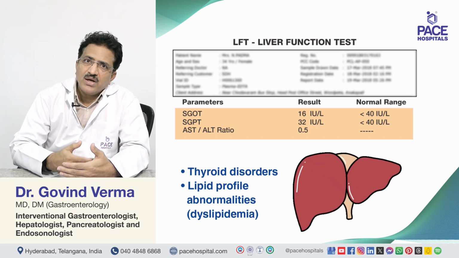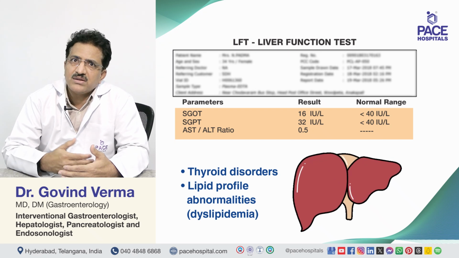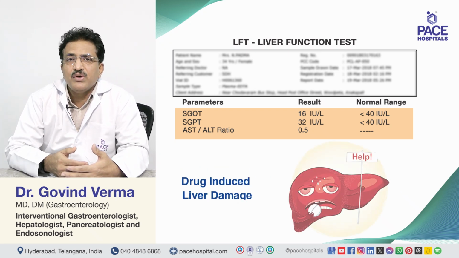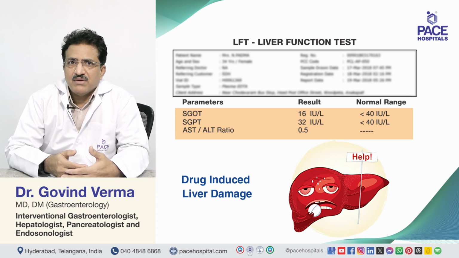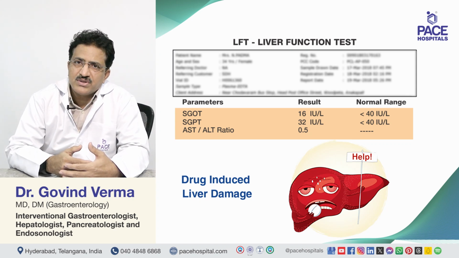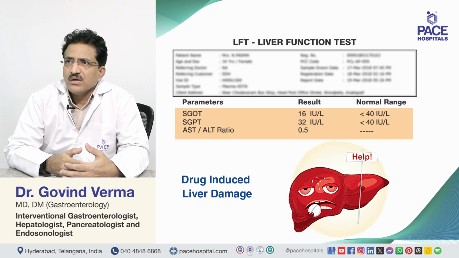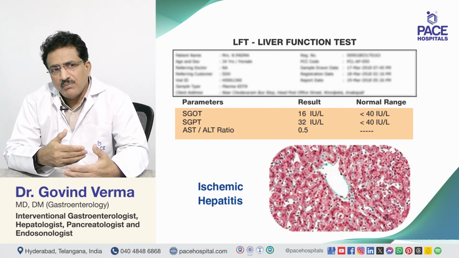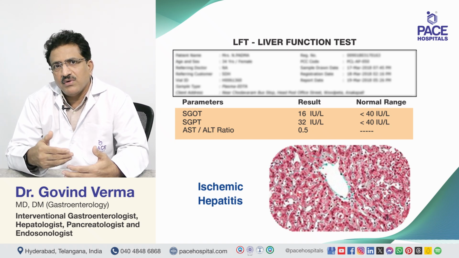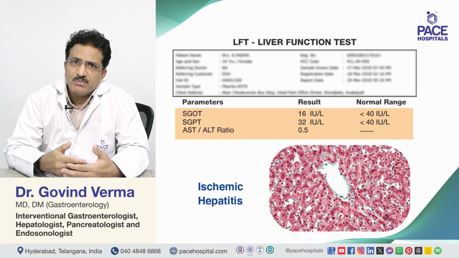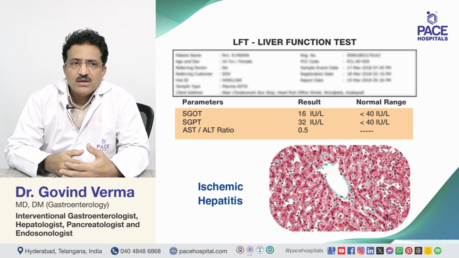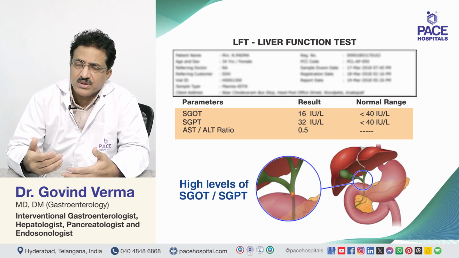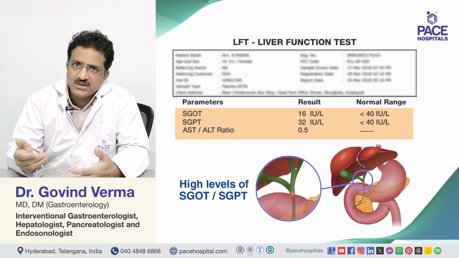But whereas if you get SGPT and SGOT more than 1000, then there are only a few conditions where you can have that. One of them is drug-induced liver damage, which can be acetaminophen or many other drugs which can cause a sudden liver damage. The other cause is ischemic hepatitis, where you can have a compromised liver blood flow and can have very high levels of SGPT or SGOT more than 1000. You can also have high levels of SGPT, SGOT in patients with bile duct obstruction. We call it cholelithiasis.